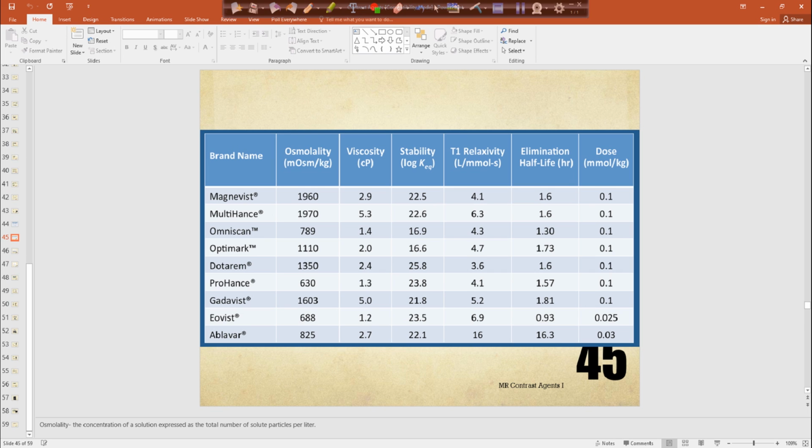So you can see here, when we're talking about kinetic stability and elimination half-life, the smaller amount of time, the least amount of time, is the safest. So Eovist eliminates very fast. Dotarem eliminates within an hour, almost an hour and a half. Prohance, an hour and a half.